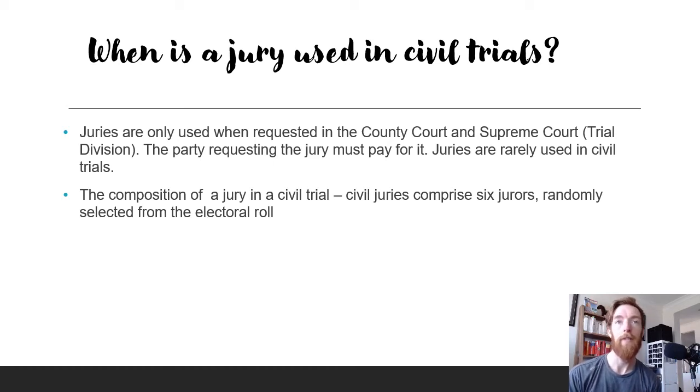So the composition of a jury in a civil trial comprises 6 jurors randomly selected from the electoral roll. I've told the story earlier this year about when I had jury duty in Ballarat, and it was a civil case in the County Court. It was for a workplace negligence case where someone was using power tools without PPE. They got, I think, sparks from an angle grinder in their eye, and it negatively impacted their vision, and they were suing the business for not forcing them to wear PPE.